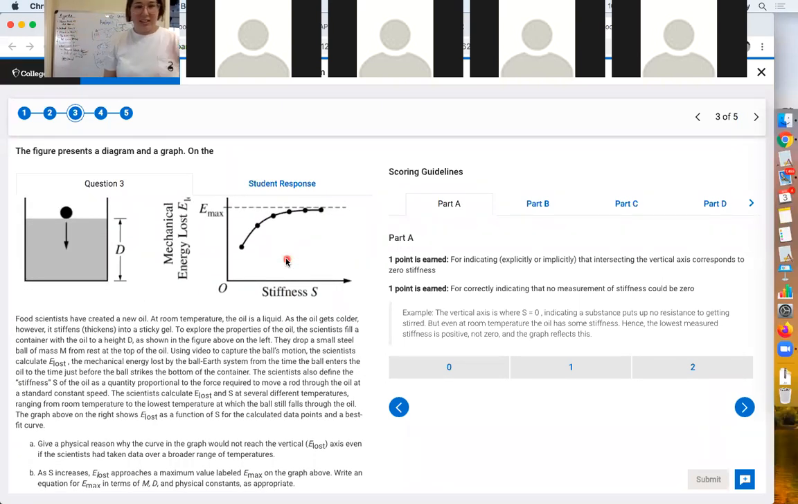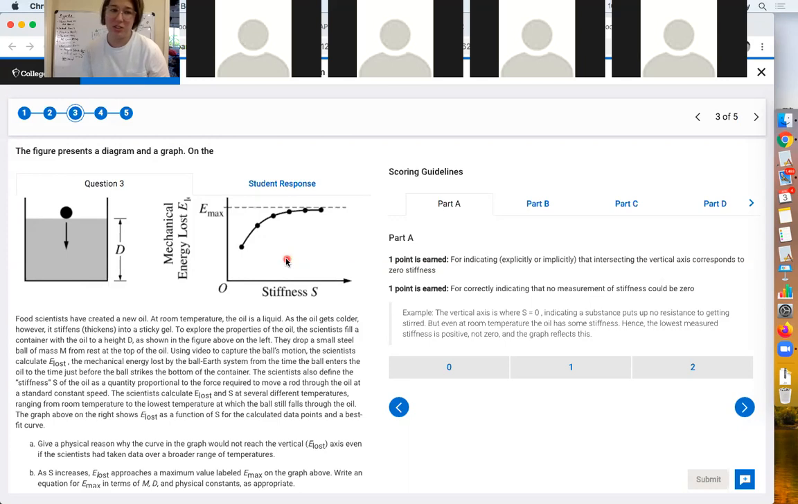So basically, the idea is, as we drop a ball into oil, what happens? If you were to drop a ball into oil, what's going to happen? The ball would slowly sink to the bottom, but then the oil, depending on its viscosity, would slow it down. Yeah. So basically, it'll slow down, and the thicker the oil is, the faster it will slow down, the more energy it loses. And so that's what that graph shows, that the stiffer or the thicker the oil, it gets closer and closer to losing all of its energy.